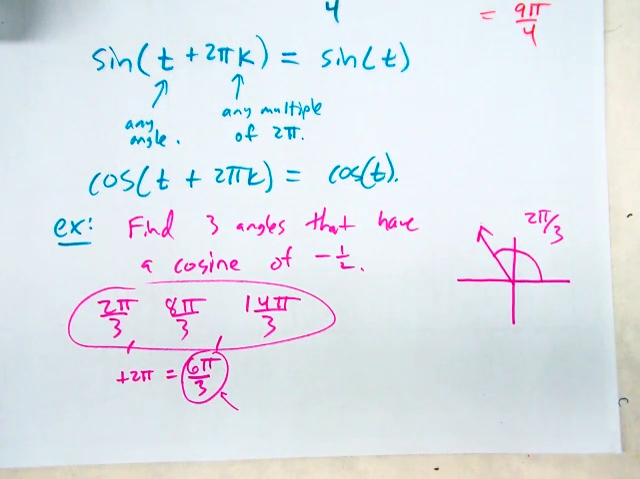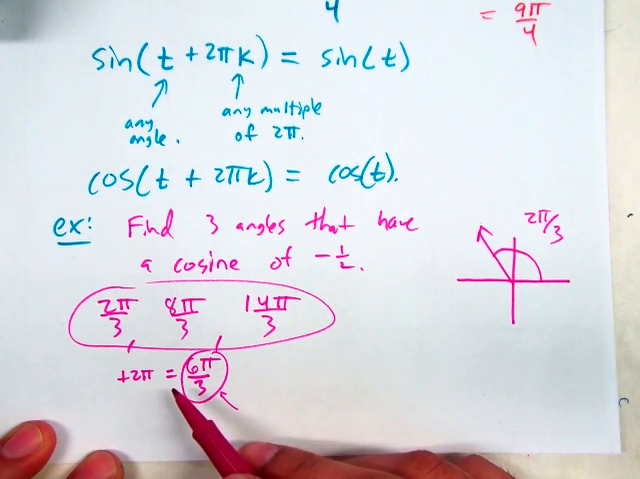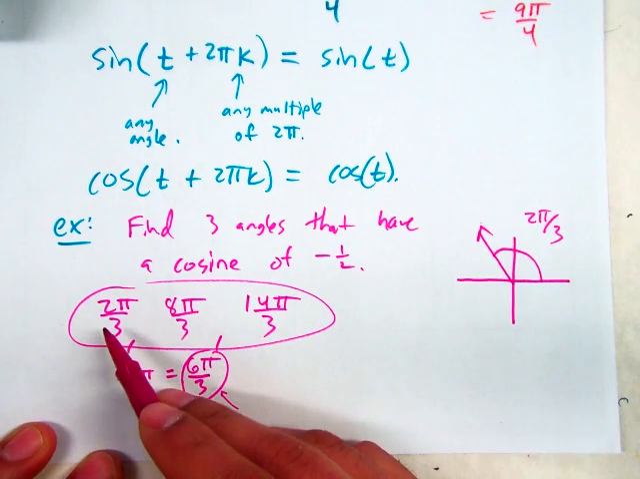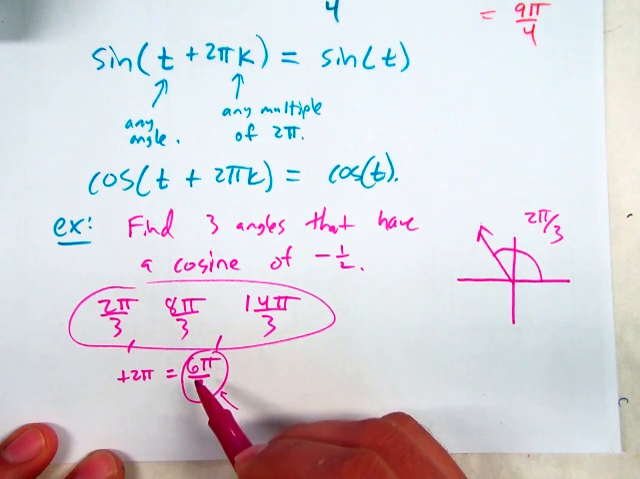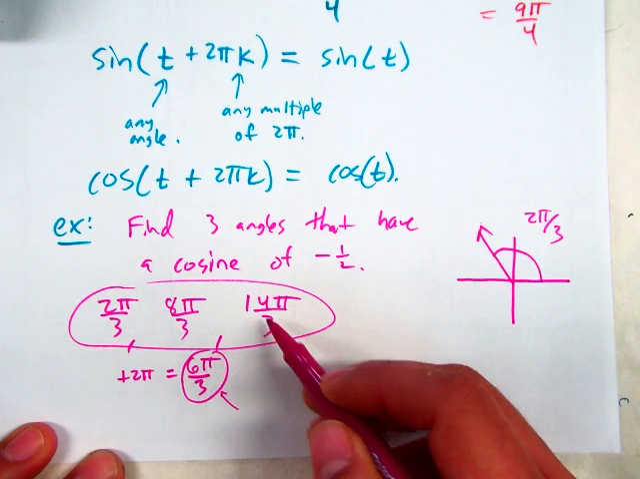Anything else? Yep. So you get 2 pi over 3 plus 2 pi, and you have 6 pi over 3, and then you just keep adding. Yes, so I took 2 pi over 3. I added 2 pi to it, which is identical to 6 pi over 3, to get 8 pi over 3. And I added 2 pi again to get 14 pi over 3.